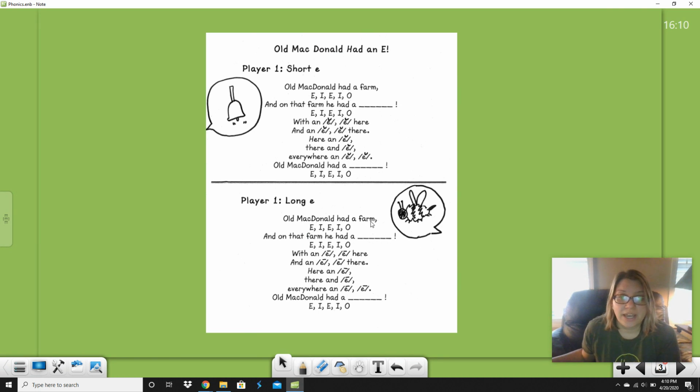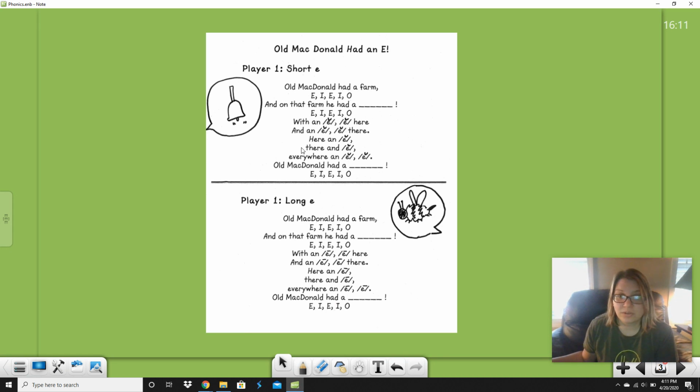Old MacDonald had a farm, E-I-E-I-O. And on that farm, he had a bee, E-I-E-I-O, with an E-E here and an E-E there, here an E, there an E, everywhere an E-E. Old MacDonald had a bee, E-I-E-I-O.